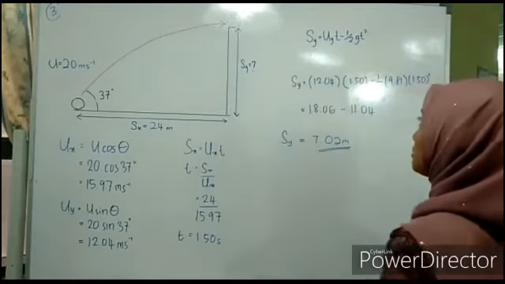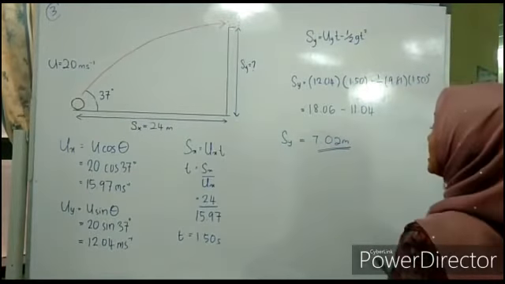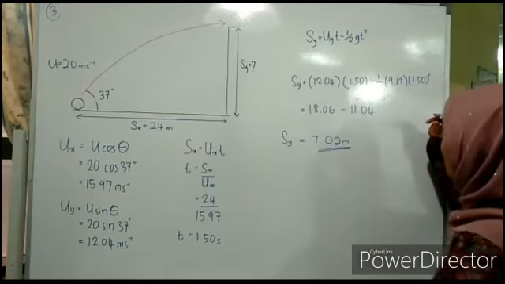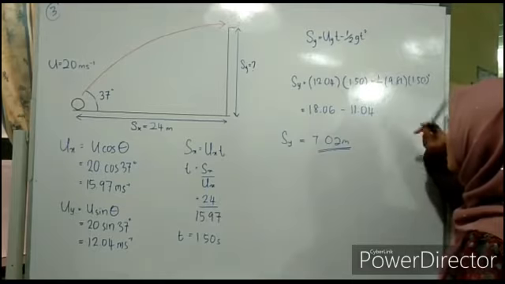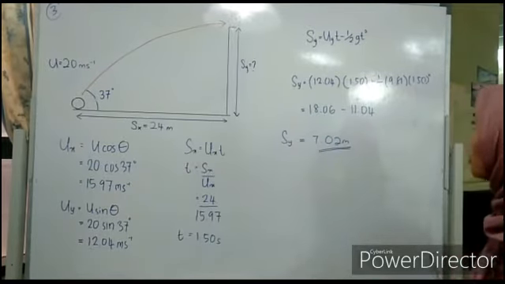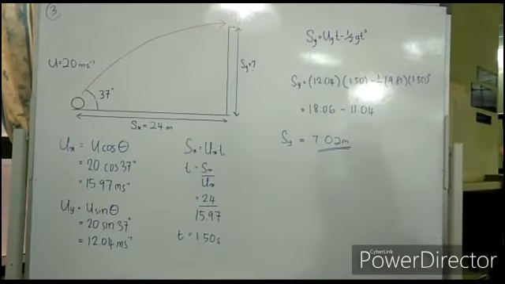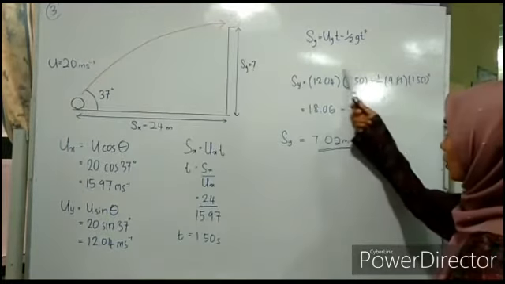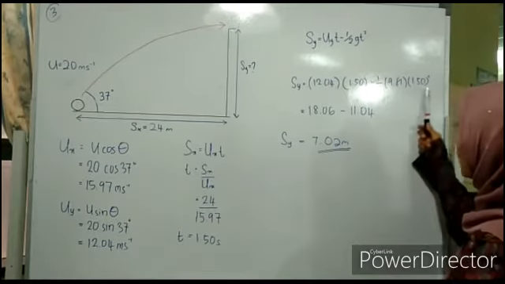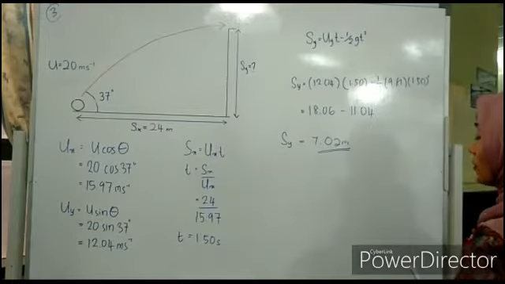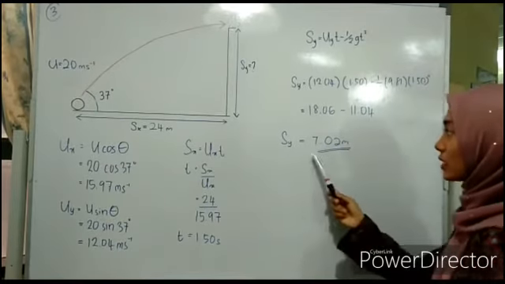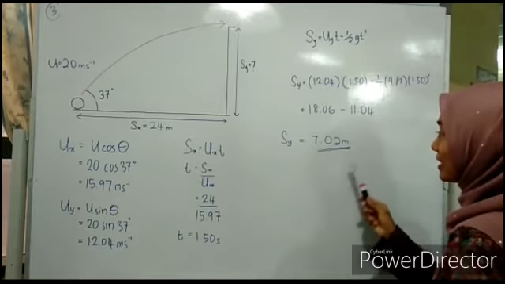Substitute in this formula, multiply with 1.5 seconds, minus 1 over 2, multiply with gravity, which is 9.81, and t square, 1.50 square. So this one we will get 18.06, and for this one we will get 11.04. So solve this one and we will get sy equals 7.02 meter.